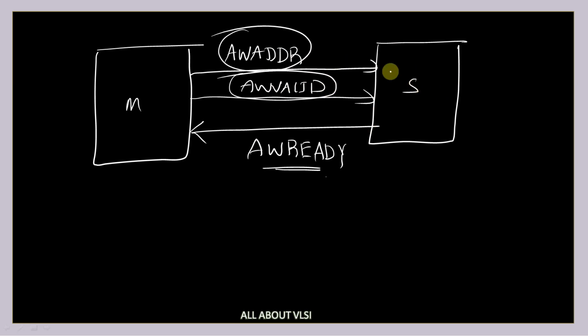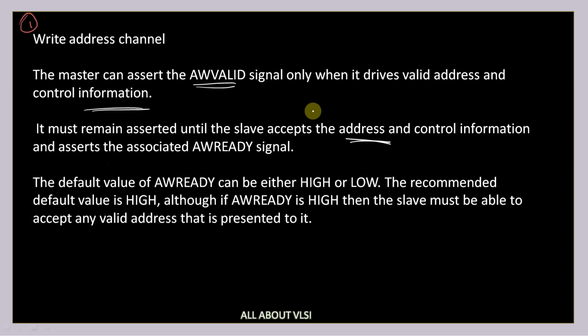After sampling those signals, your slave is going to assert this AW ready signal, indicating that it has successfully sampled those particular signals. Until this signal is made 1, your master is not allowed to change this AW address and AW valid signal. The same thing which we have learned in AHB and APB protocol also.